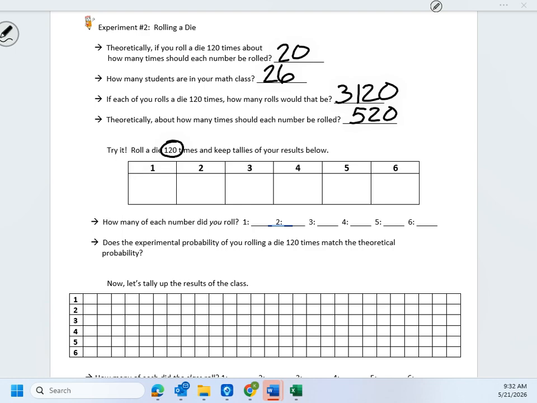Then once you count those up, we're going to figure out your experimental probability versus the theoretical probability. So if you get, let's say, 10 ones out of 120, figure out that probability for your ones, for your twos, for your threes. So you're going to figure out what your experimental probability was, and we're going to compare it to the class. Okay? So everybody's getting a dice. Start rolling right away. Don't do wild and crazy rolls.